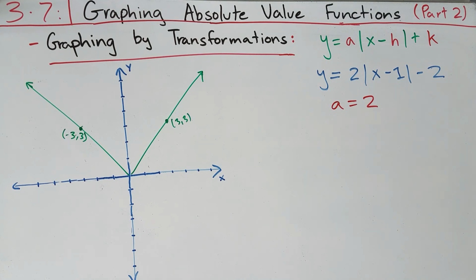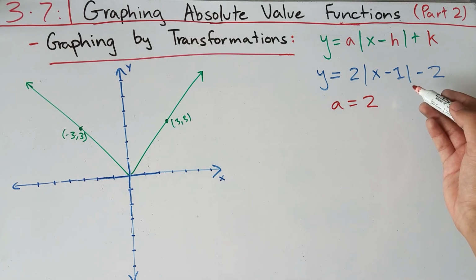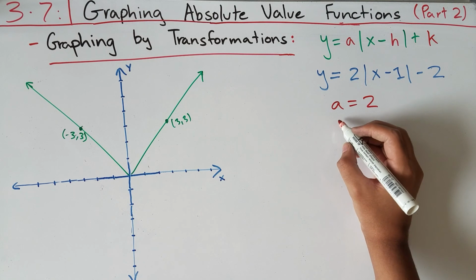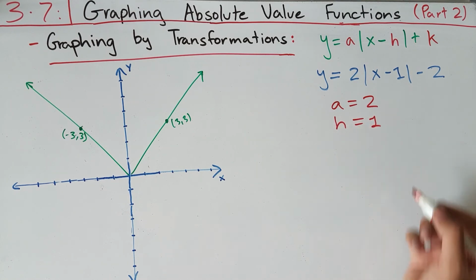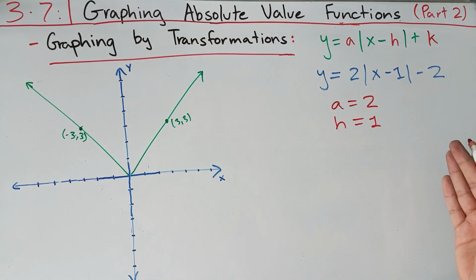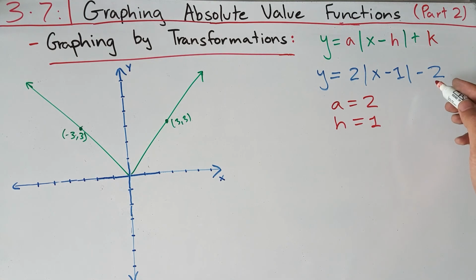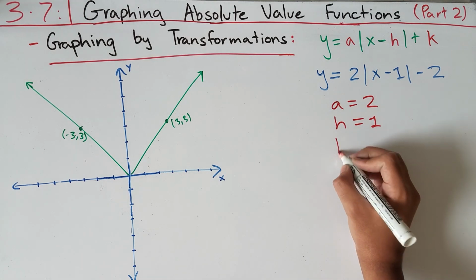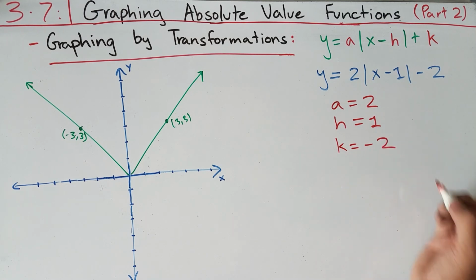We can also see that we have an x minus 1, which means that our h value is 1, and so our h value equaling 1 tells us that we're shifting this function to the right by 1 unit with respect to the parent function y equals the absolute value of x. Finally, we have that negative 2 over here like the previous function, so our k is equal to negative 2, which means that we will be shifting the function downwards by a value of 2.